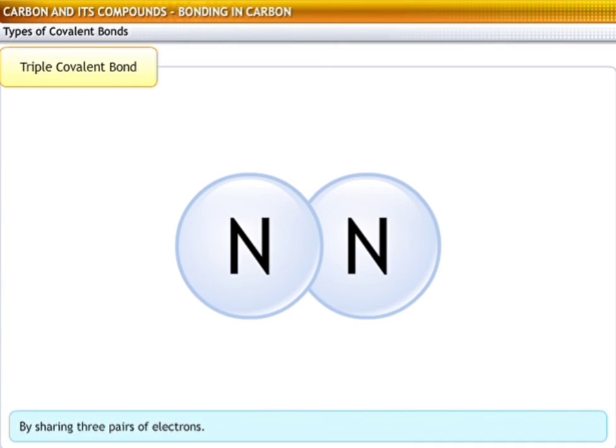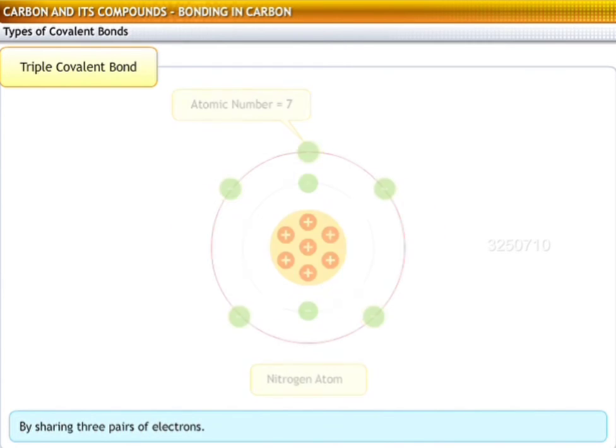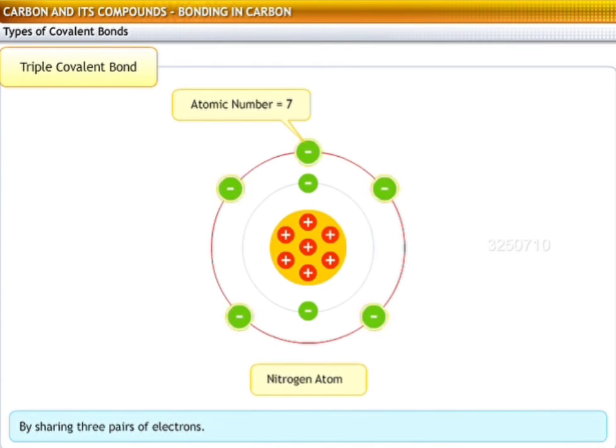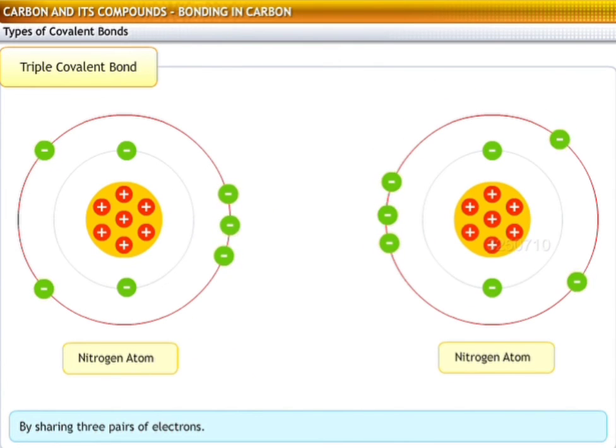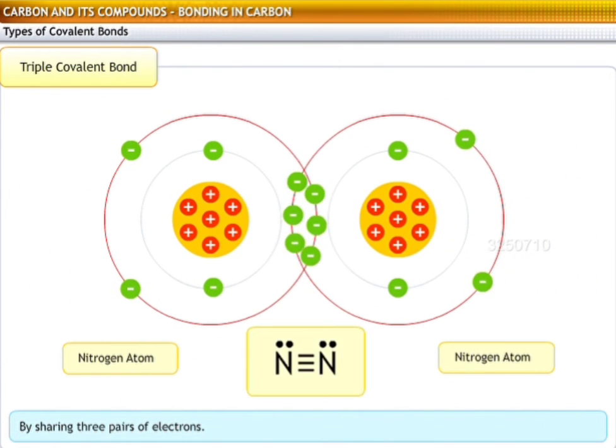Let us try it with nitrogen. The atomic number of nitrogen is 7, and it would require 3 electrons for attaining the nearest inert gas configuration, which is neon. Thus, the 2 nitrogen atoms combine together and produce 3 bond pairs and share the 3 bond pairs between them. Thus, a triple bond is present between the 2 nitrogen atoms in the nitrogen molecule.